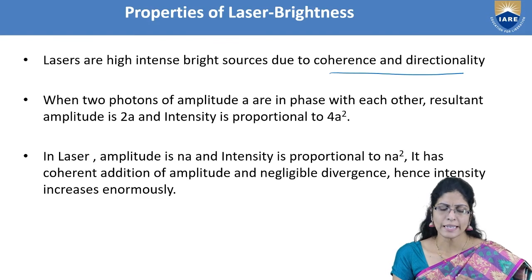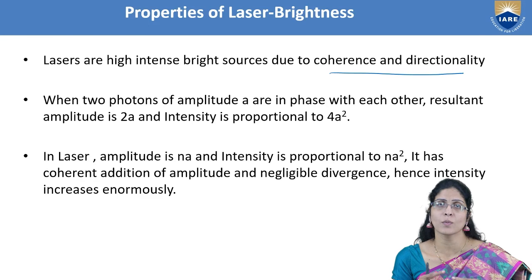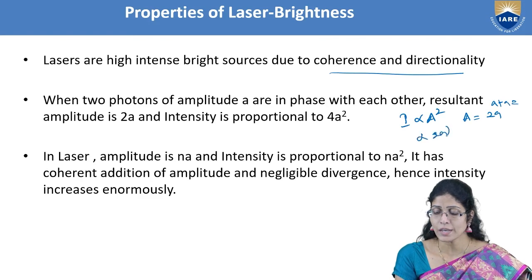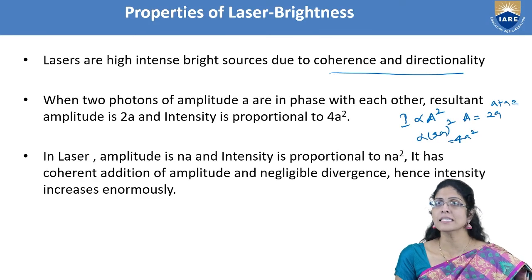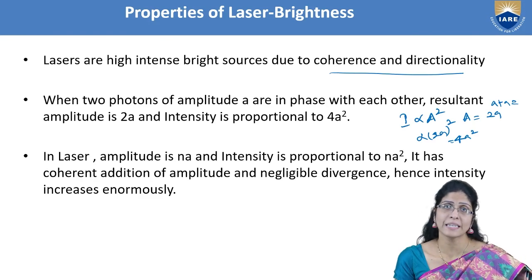And if you are taking any two photons of amplitude A, if they are in phase with one another, what will happen? The resultant amplitude will be A plus A is equal to 2A. And we know that intensity is always directly proportional to the square of the amplitude. Now your amplitude is 2A, so the intensity is 2A whole square, which is 4A square. So it is because of this amplitude, if you are taking 2 photons, it is 4A square.